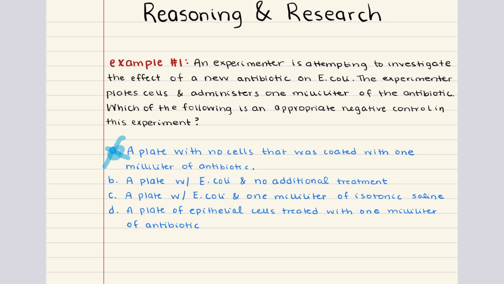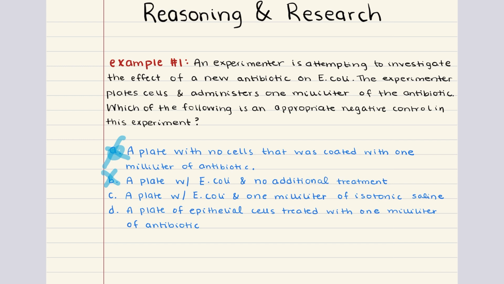B says a plate with E. coli and no additional treatment. This is a valid control to see how E. coli behaves under normal untreated conditions. However, this represents a positive control, not a negative one. Positive controls demonstrate expected outcomes when no variables like antibiotics are introduced. So this isn't the correct negative control, which means B is not the correct answer.